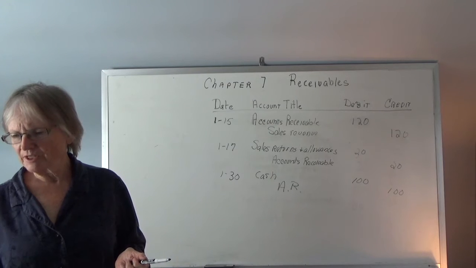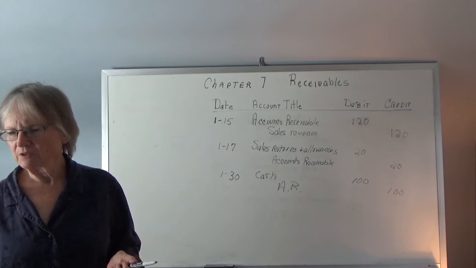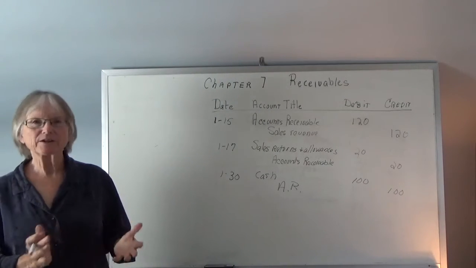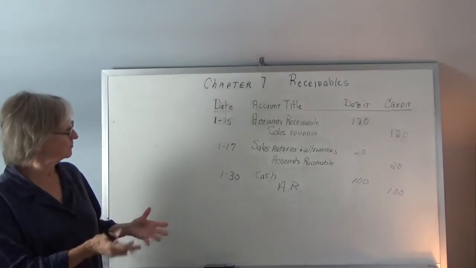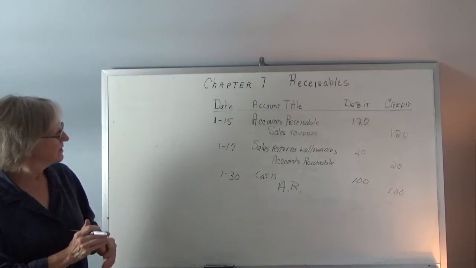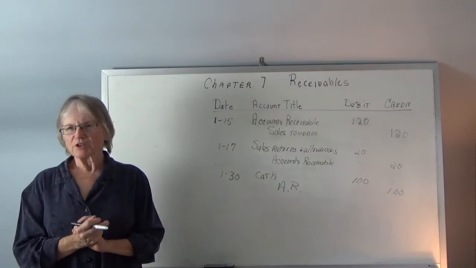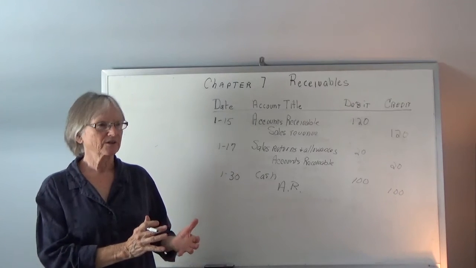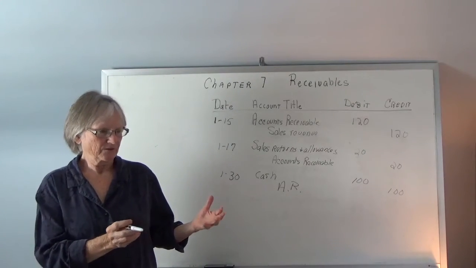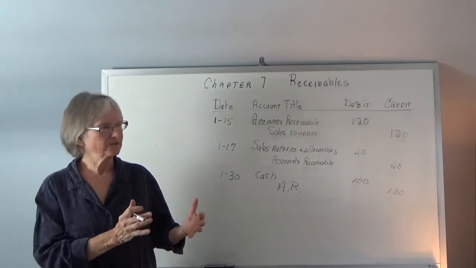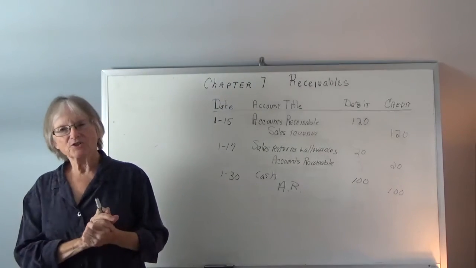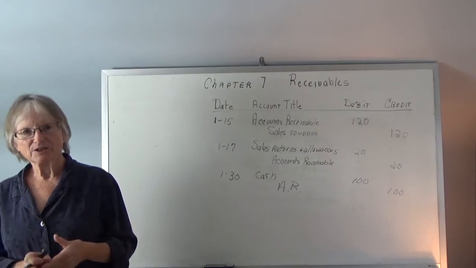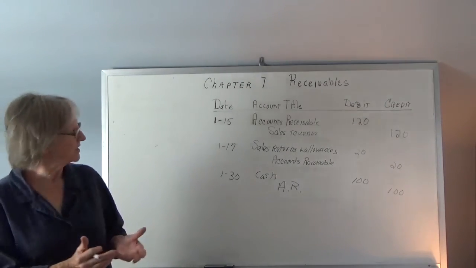Okay, so the next thing we have to look at would be, what if the customer does credit card sales? That's another form of receivables. And there's two different scenarios with credit card sales. One is the store credit card, their own credit card. And that's accounted for differently than if it's a national credit card, such as MasterCard or Visa.